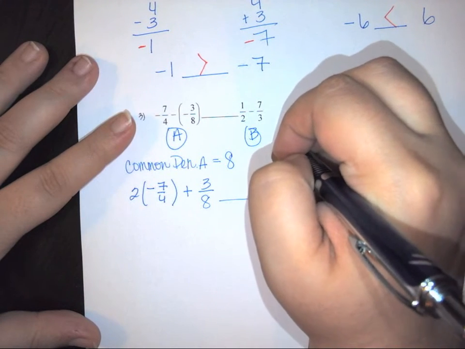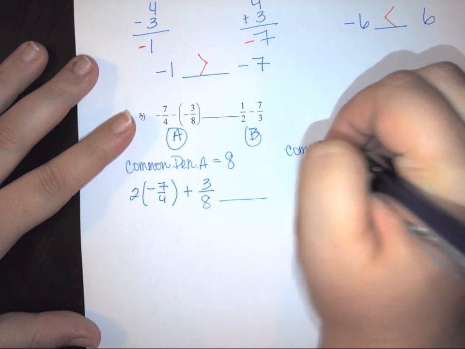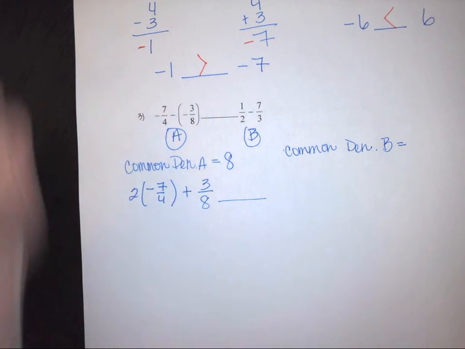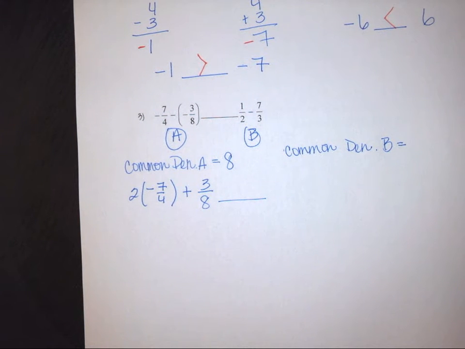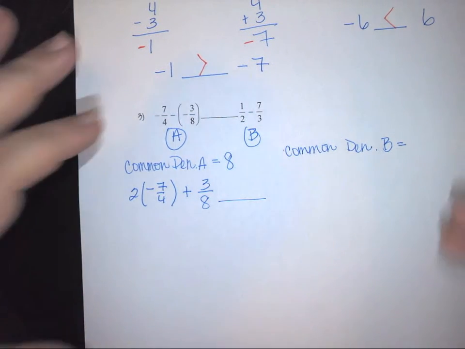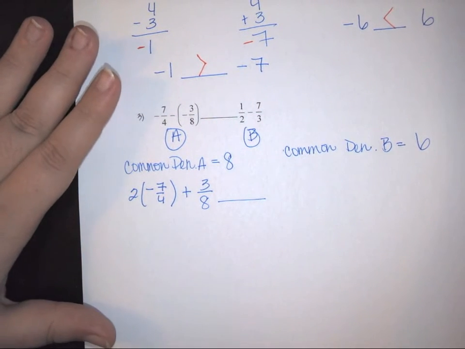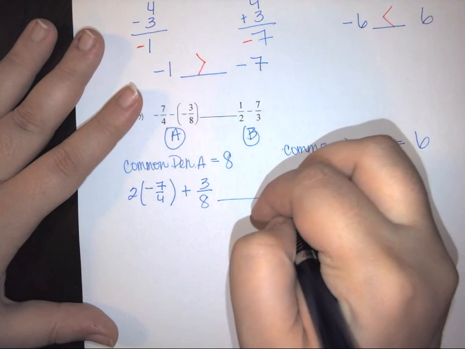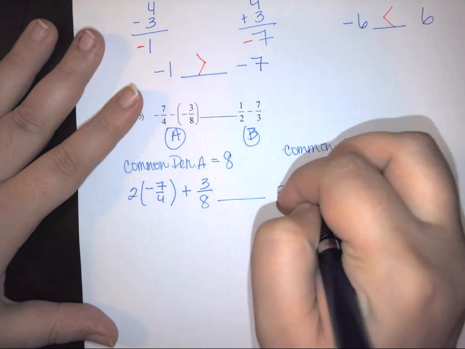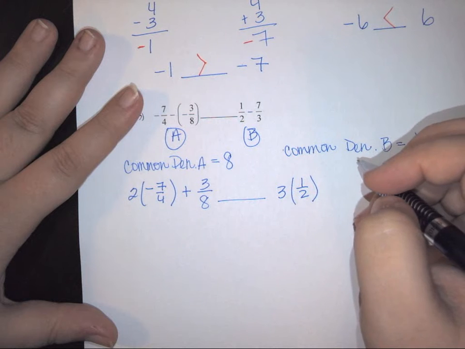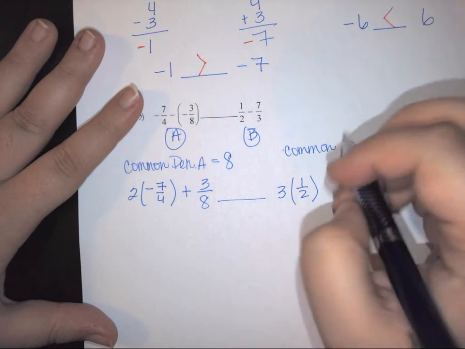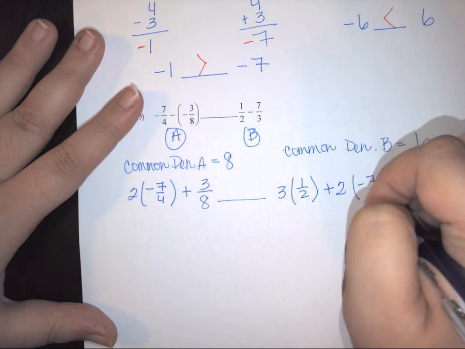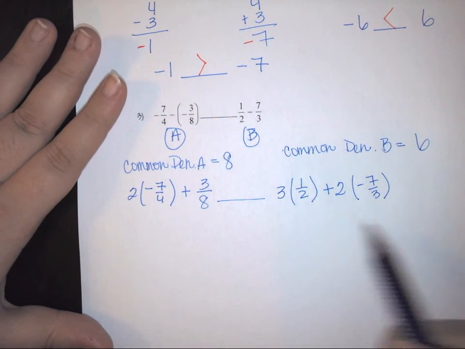So I need a common denominator for my side B, and I've got the numbers 2 and 3. So if you look at 2 and 3, the first thing that comes to mind would be 6. So my first fraction, how do I turn 2 into 6? Well, I have to multiply the whole thing by 3. And then how do I turn 3 into 6? Well, I have to multiply the whole thing by 2.